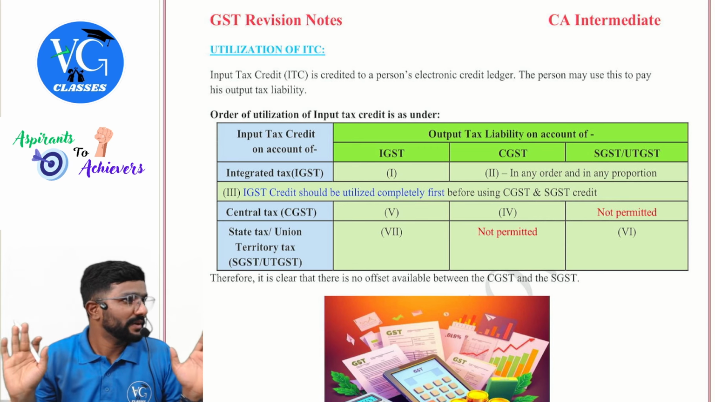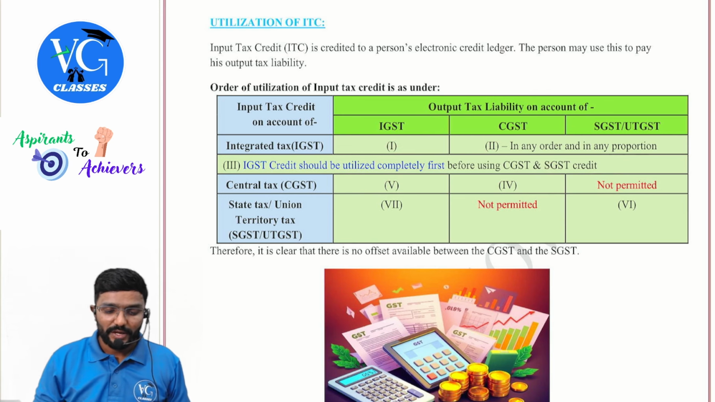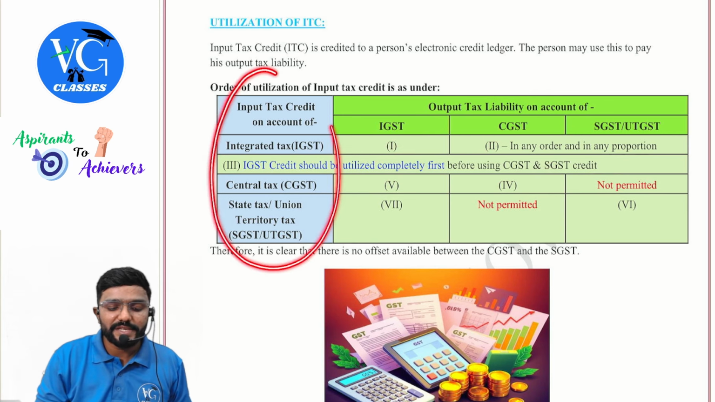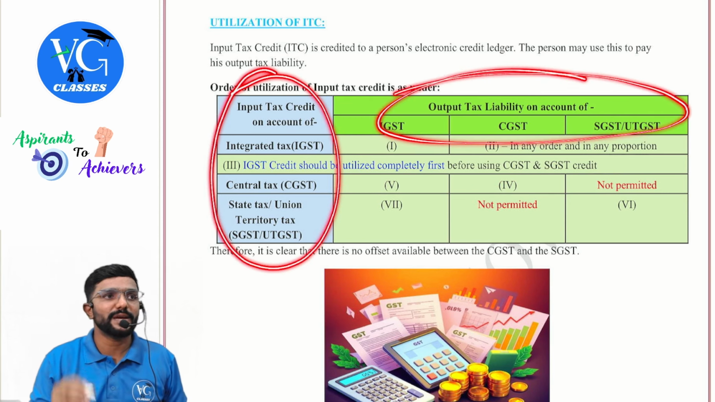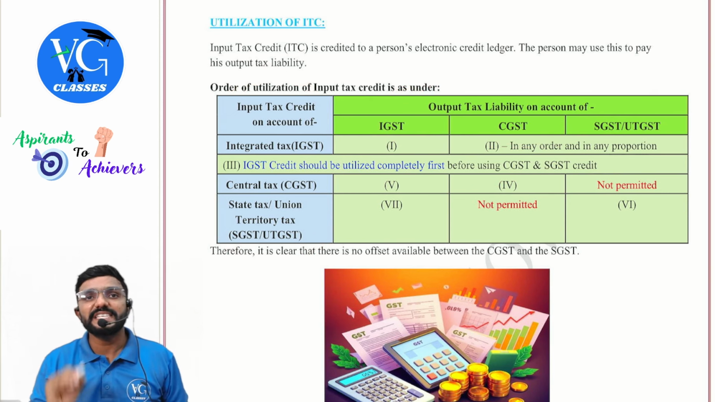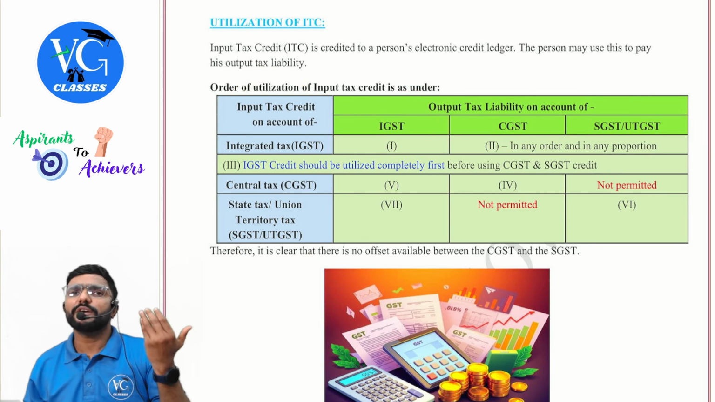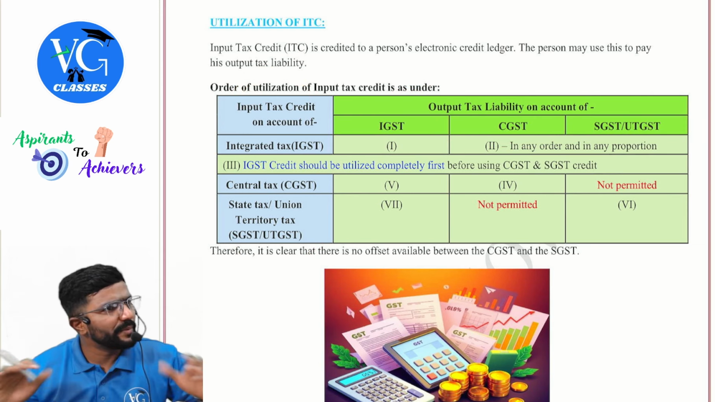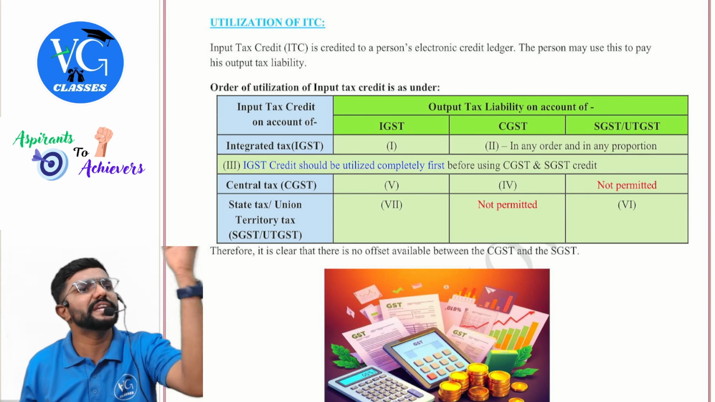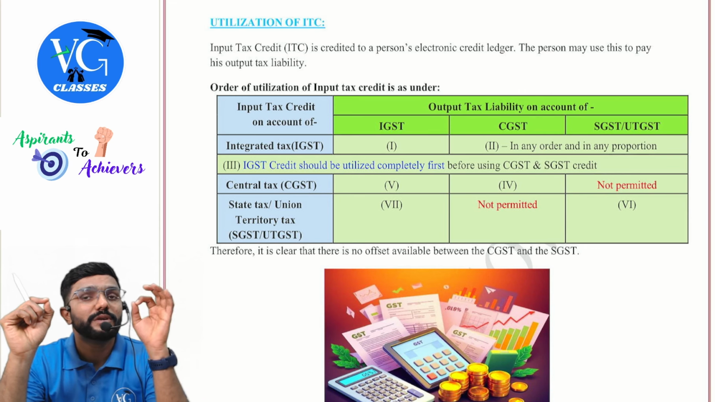Okay, sir. Please follow the same sequence. The numbering whatever I have given is important, guys. First, always IGST. Whatever I have given here is credit, and whatever is here is liabilities, guys. First, input tax credit of IGST has to be used against what? IGST liability. If it is already over, stop it. No, sir, I have some more IGST credit balance. Then what will I do? Adjust it against CGST or SGST in any order, in any proportion.